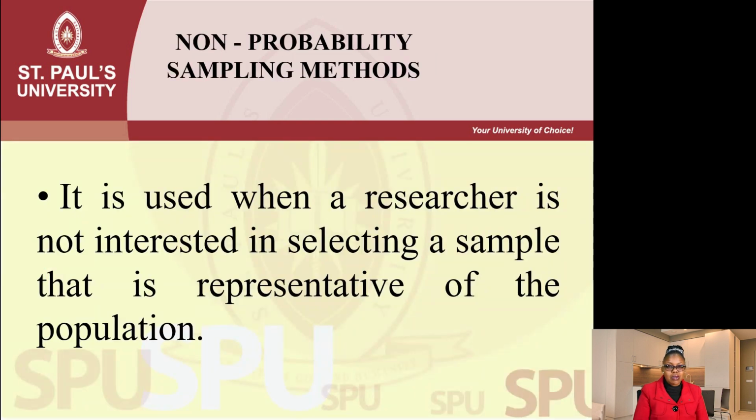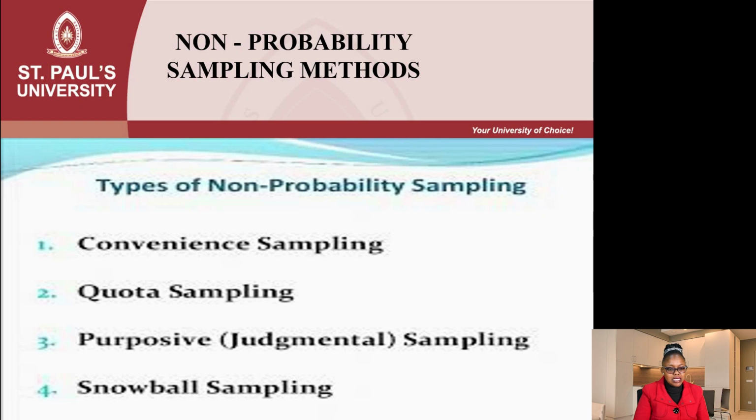Then we come to non-probability sampling method. This one is used especially where a researcher is not interested in selecting a sample that is representative of the population. So here, depending on the information that you want, you are not really interested in selecting a representative of the population. Actually, what you are looking for here is somebody who has the data that you want, somebody who has the information that you want.